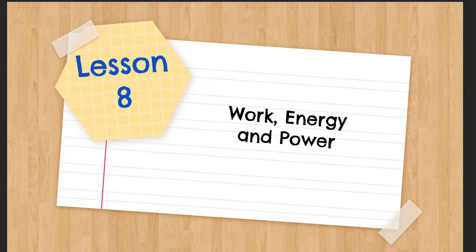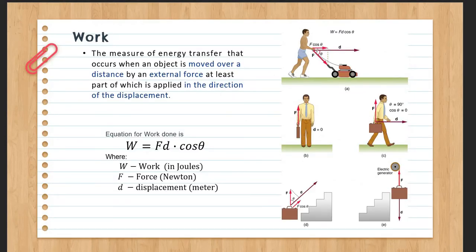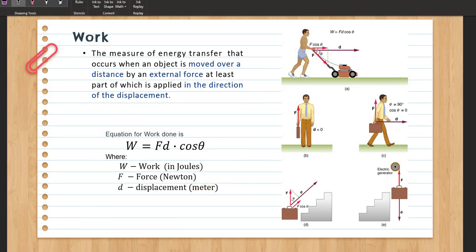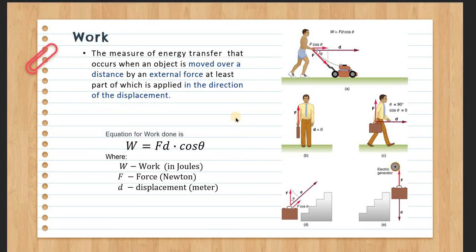And we also have lesson 8, which is work, energy, and power. So, here, knowing that work is the measure of energy transfer, okay, as you move the object caused by the force. So, the equation is work is equal to force times displacement multiplied by the cosine of theta. So, work is in joules, force is in Newton, and displacement is in meter. Okay? And we also know that work can be positive, negative, or zero.